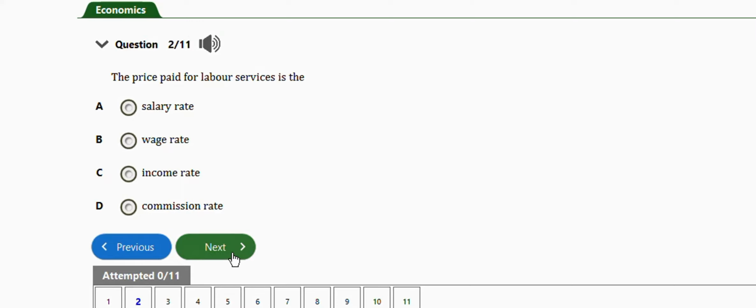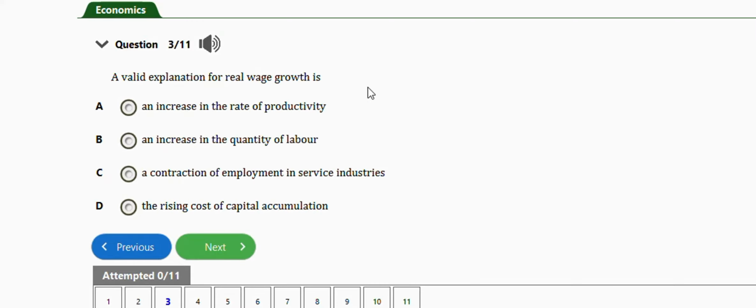Okay, next question is this one. It says a valid explanation for wage growth is an increase in the rate of productivity, an increase in the quantity of labor, a contraction of employment in service industries, the rising cost of capital accumulation. So the right answer to this question is option A, which is an increase in the rate of productivity. Okay, so that's a valid explanation for real wage growth.